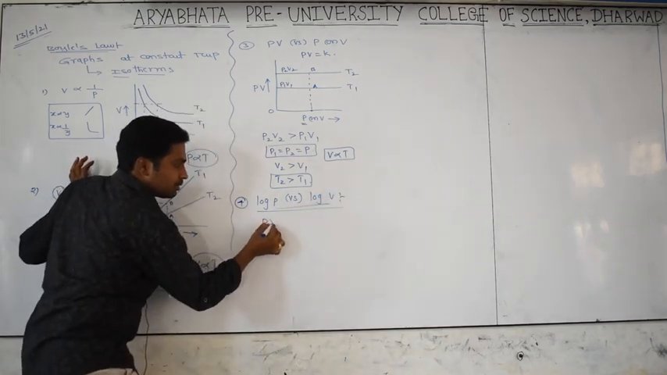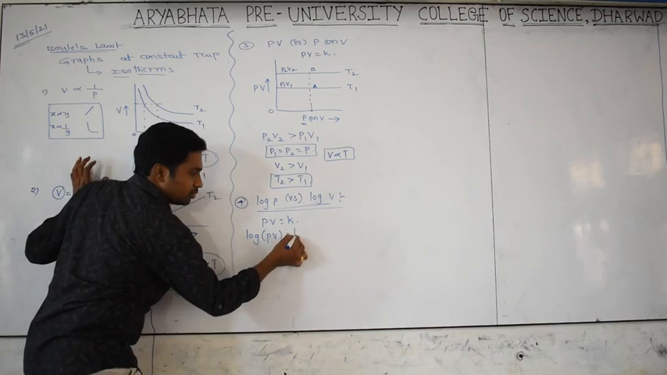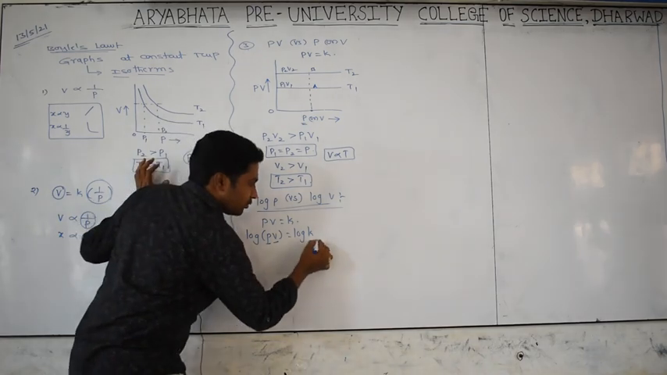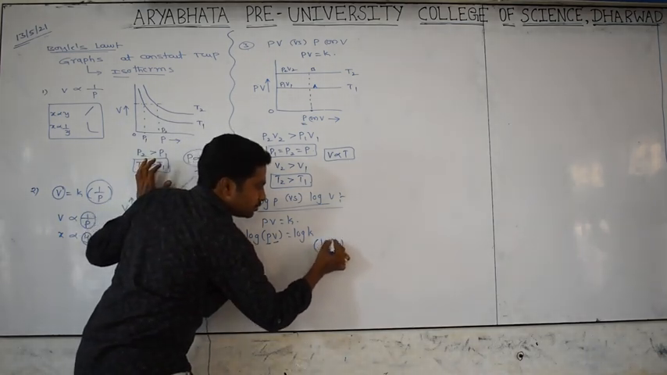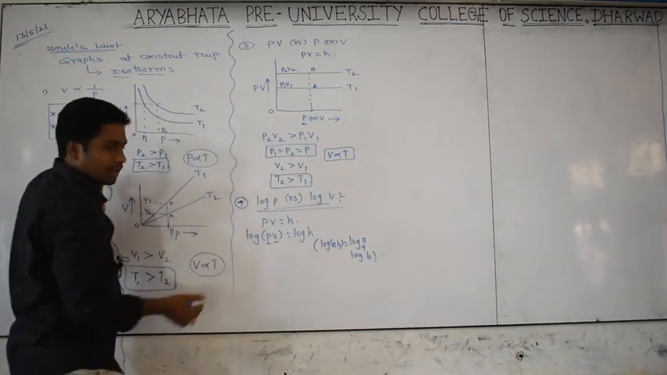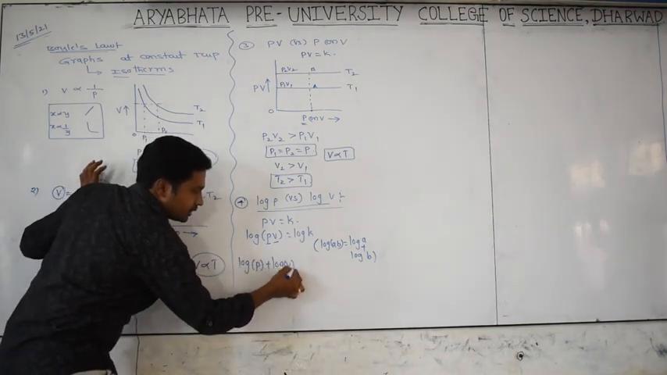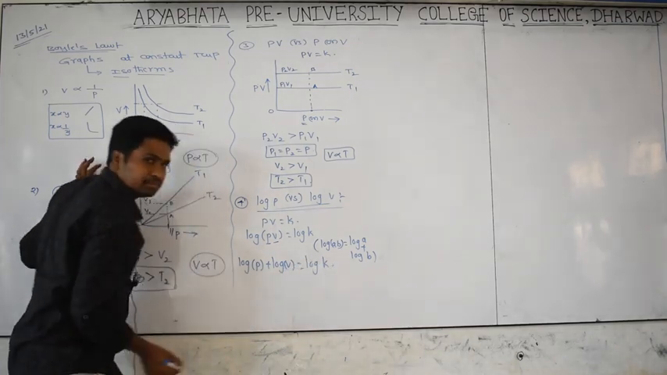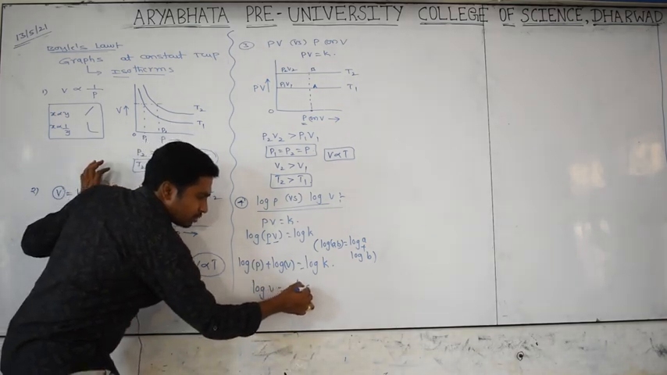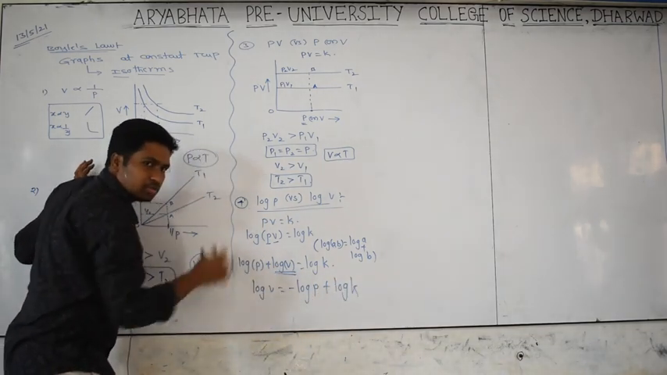I want to take Boyle's law equation, PV equals constant. Apply logarithm on both sides. Log of PV equals log of K. Now the log of AB formula: log of AB equals log of A plus log of B. Apply here. What is coming? Log of P plus log of V equals log of K. I want to do some rearrangement. I am leaving log of V on the left side: log V equals minus log of P plus log of K. Log V stays here, and log P goes to the right side.